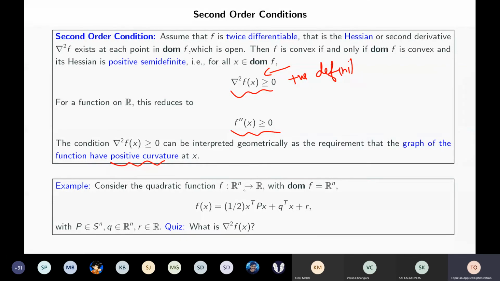Okay, so let us consider some function f from Rn to R, with the domain of f being Rn. If we define a quadratic function like this, you can think of this as a general quadratic function. And P is a symmetric matrix. Remember, S denotes symmetric.